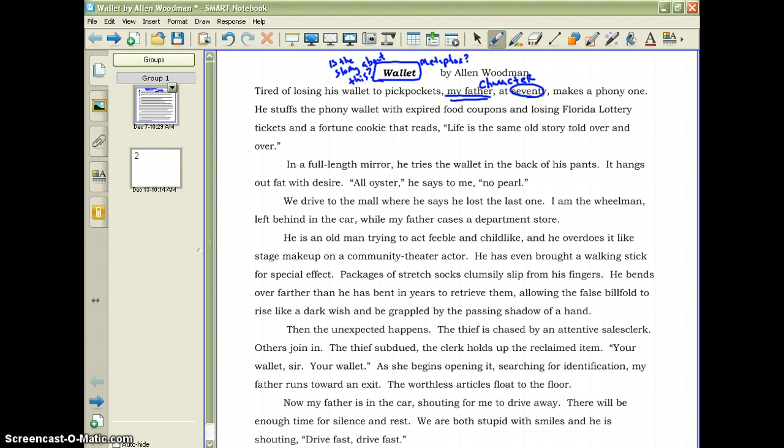And then we also have a point of view. You can tell the point of view. Oh, yeah, definitely, because of the pronouns being used. Yeah, that "my" right there is really helpful too.